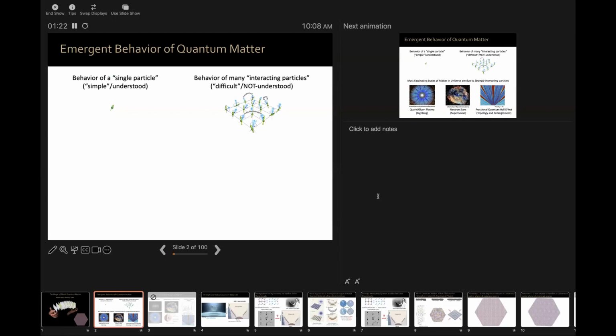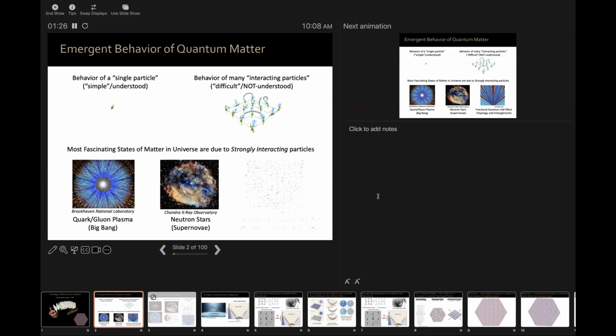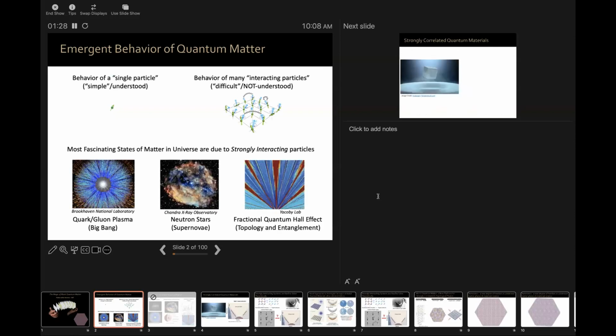Not understand it theoretically very well. However, many of the most fascinating states of matter in the universe are due to strongly interacting particles. This is in all areas of physics and many other fields. For example, it includes the quark gluon plasma, which happens a few hundred nanoseconds, microseconds after the Big Bang, and which we can recreate nowadays in heavy ion collisions in accelerators, such as Brookhaven National Laboratory.